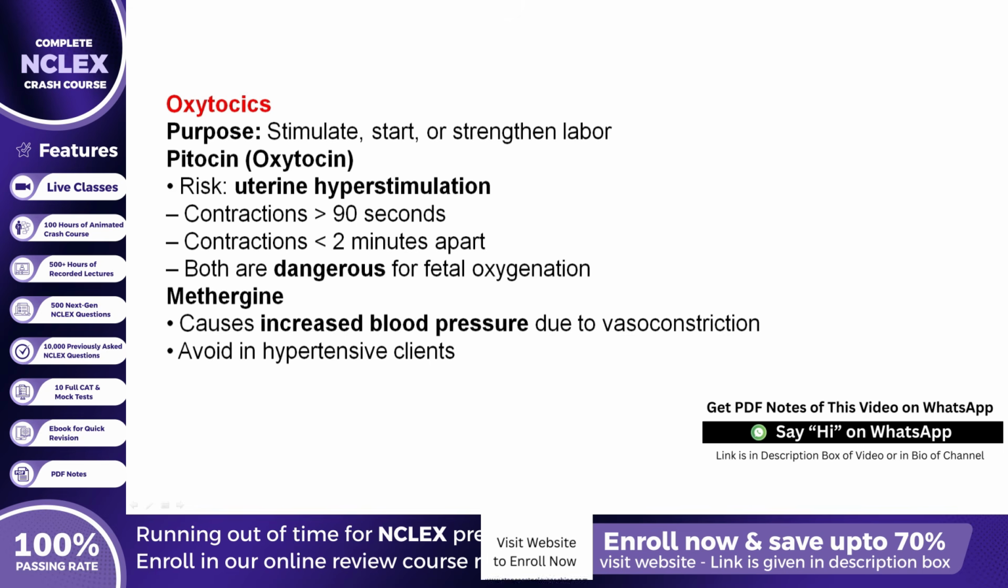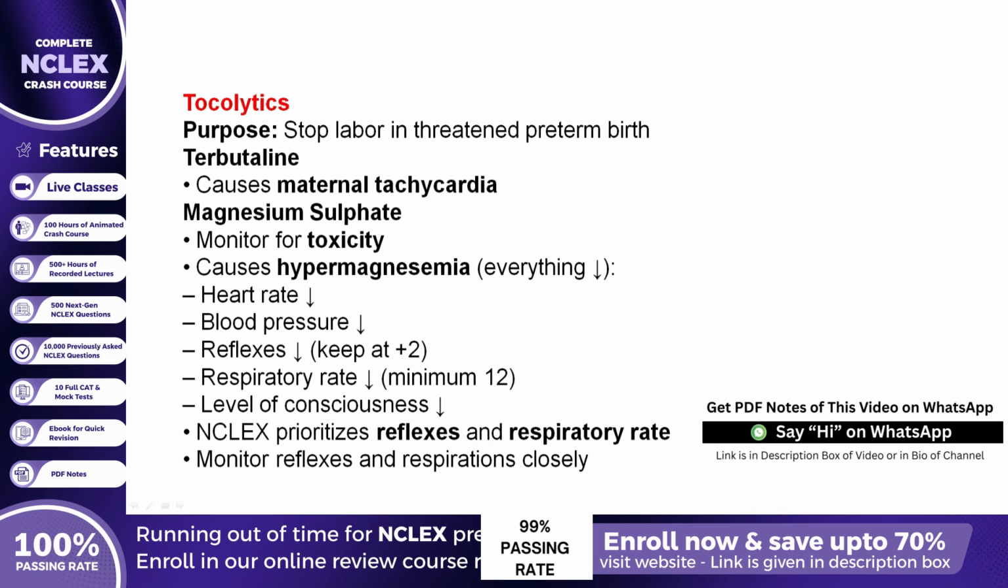It causes hypermagnesemia, where everything decreases. This means the heart rate decreases, the blood pressure decreases, the reflexes decrease, and we want to keep them at +2. The respiratory rate decreases, and the minimum acceptable is 12, and the level of consciousness decreases. NCLEX prioritizes reflexes and respiratory rate. Therefore, we monitor reflexes and respirations closely.